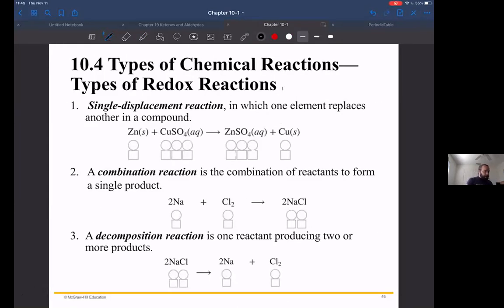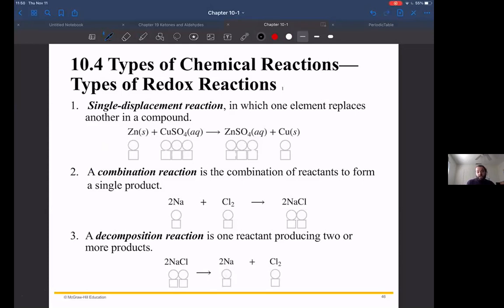All right, so there are multiple types of redox reactions. And so we want to be able to categorize these reactions. We learned about 2 types of reactions already. They were not redox reactions, but those were precipitation reactions and acid-base reactions. Now we're going to learn a few other types of reactions. These all fall under this umbrella of redox reactions.